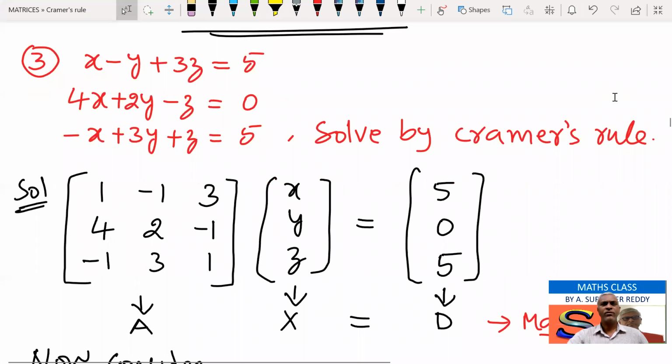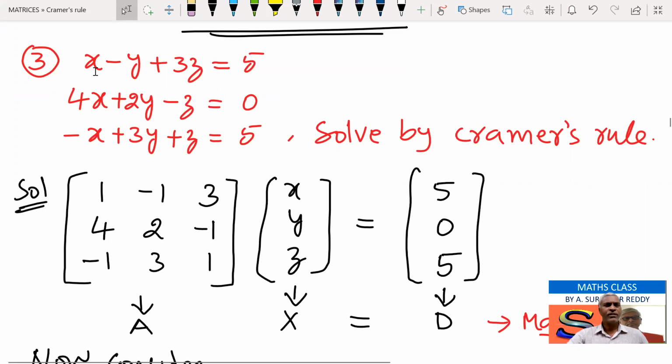Let us consider one more problem. Solve the given equations by using Cramer's rule. x minus y plus 3z is equal to 5. 4x plus 2y minus z is equal to 0. Minus x plus 3y plus z is equal to 5. In first step, convert them into matrix equation.